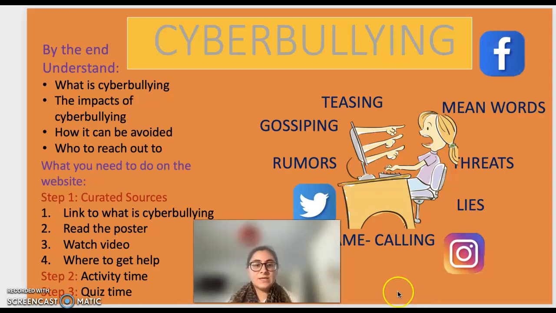The next thing is step 3, quiz time. The quiz time is multiple choice. You read the question and then you click the correct answer. Once you click the correct answer, if it's correct, there'll be a tick, and if it's incorrect, it will just highlight the correct answer. And well done. Once that's done, now you know more about cyberbullying and how it can be avoided, and you've reached the goal.